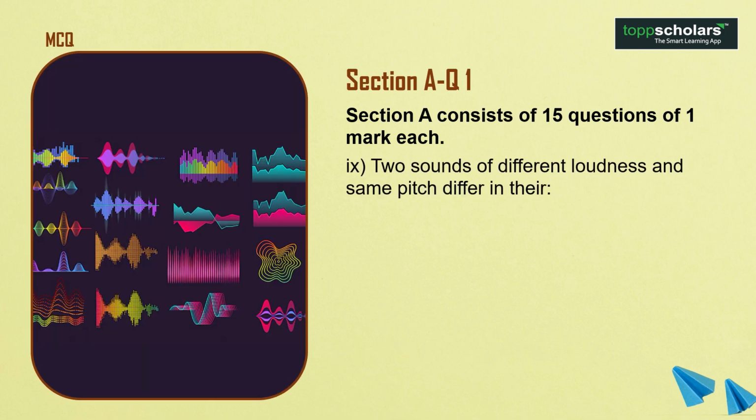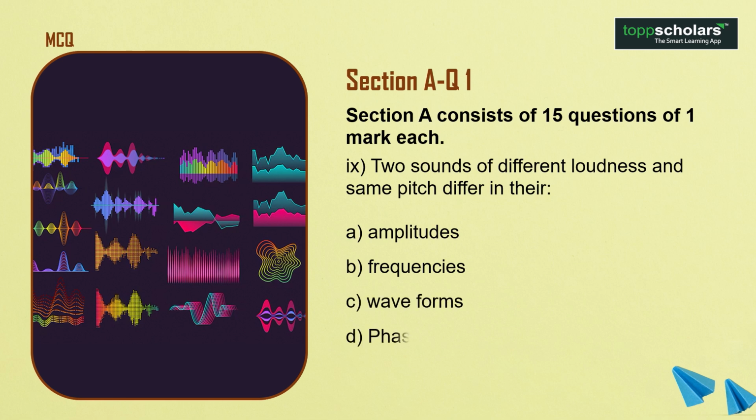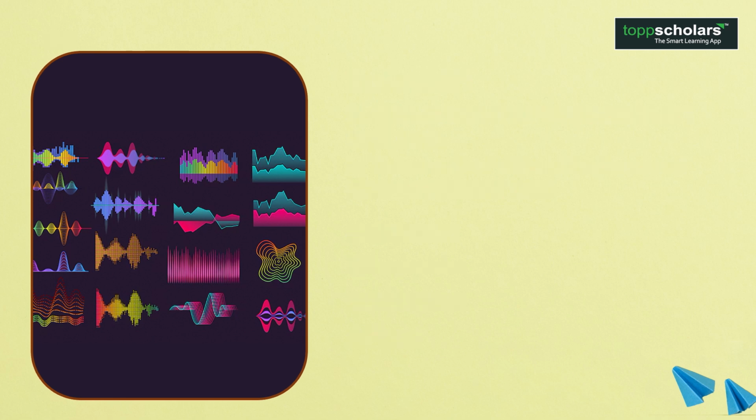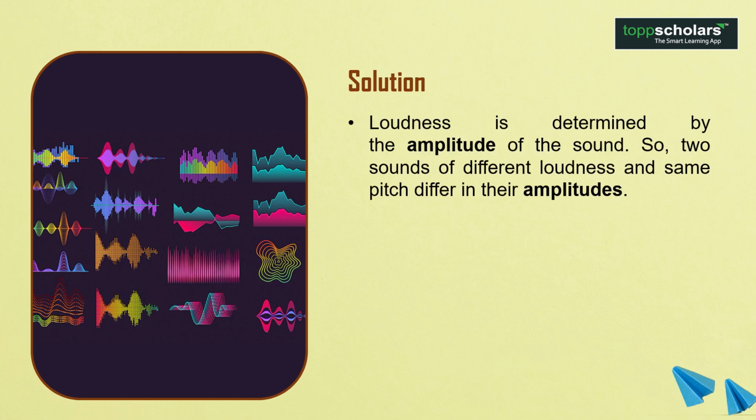Let's have a look at the ninth MCQ. Two sounds of different loudness and same pitch, do they differ in their amplitudes or frequencies or waveforms or phase? Let us see the solution. So loudness is determined by the amplitude of the sound. So two sounds of different loudness and same pitch differ in their amplitudes.